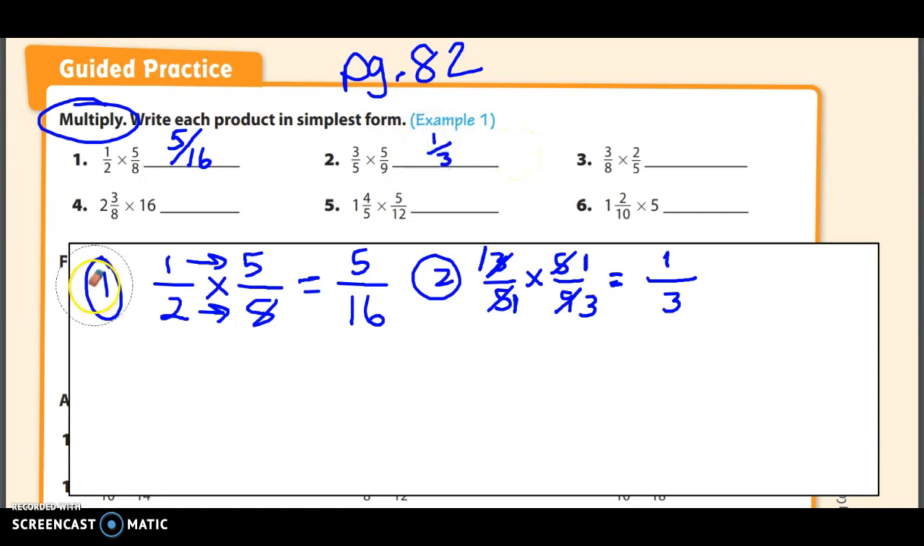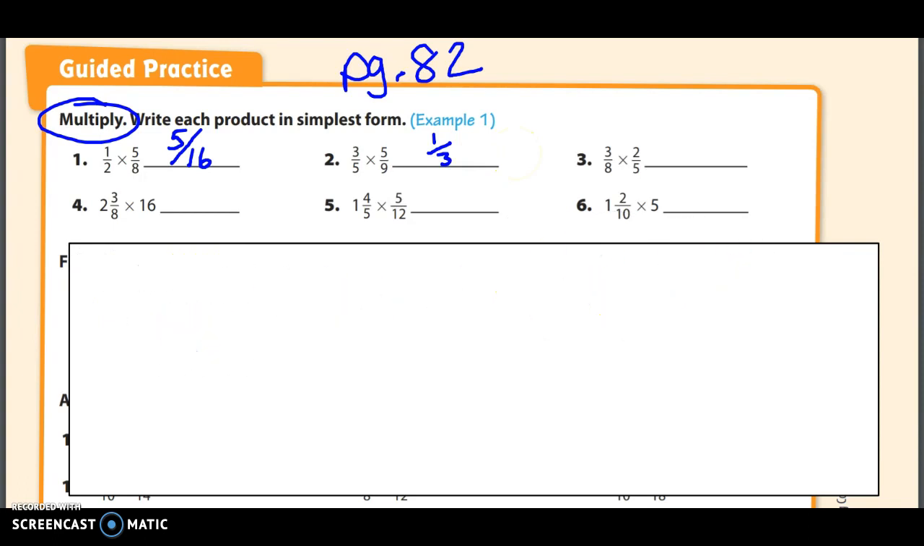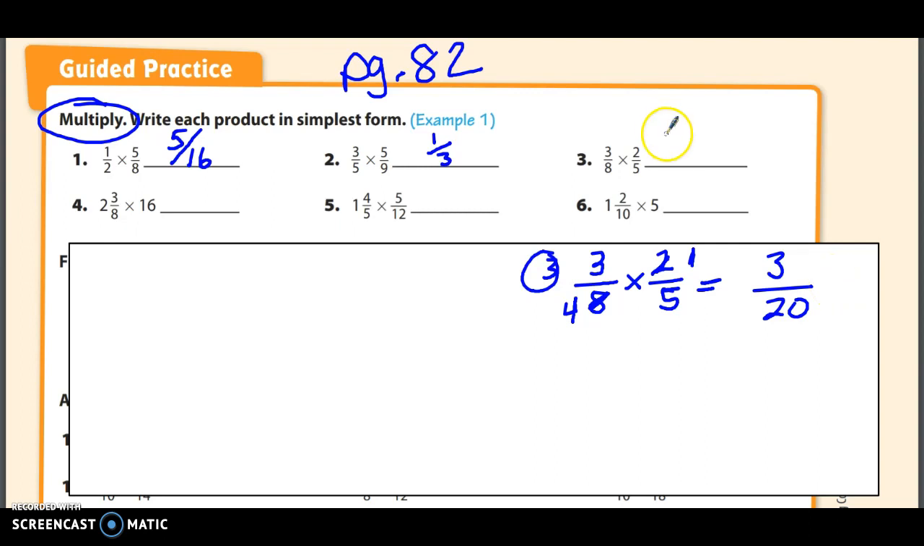All right, let's check out number 3. It's 3/8 times 2/5. I'm going to continue to simplify ahead of time. I think that's easier. 3 and 5 don't share a factor, but 2 and 8 do. 2 goes into itself once, and 2 goes into 8 4 times. And now I have 1 times 3, which is 3, and 4 times 5, which is 20. Now if you didn't simplify, you would have gotten 6/40, which simplifies to 3/20. That is the correct answer, 3/20.